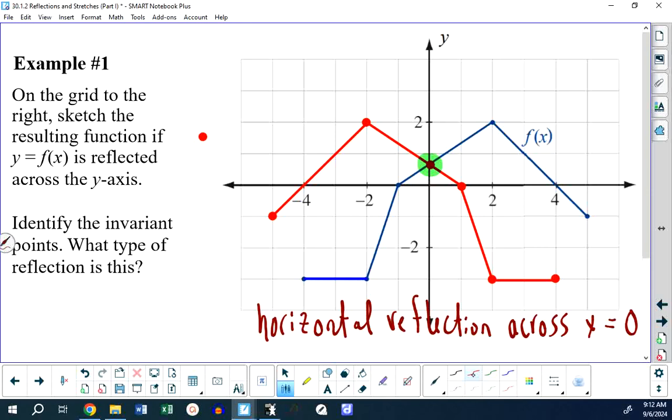Does anybody have any questions about this first example? Pretty straightforward, I hope.